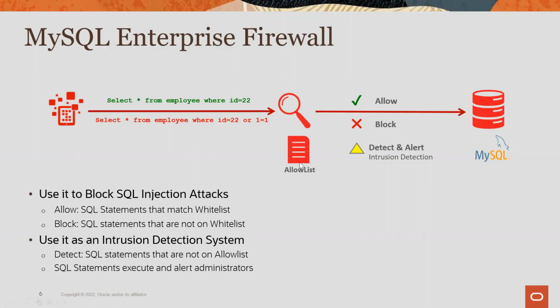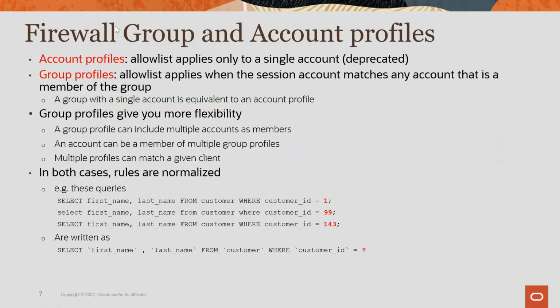As I was saying, all the queries are checked against the allow list, so this list of permitted statement patterns, and then based on that is going to be allowed or blocked, detected, or detect and alert. So this is what a positive security model relies on. So if a normal query or an SQL injection attack is coming to the engine, we are going to check that against the allow list, block, detect, or alert on the intrusion detection.